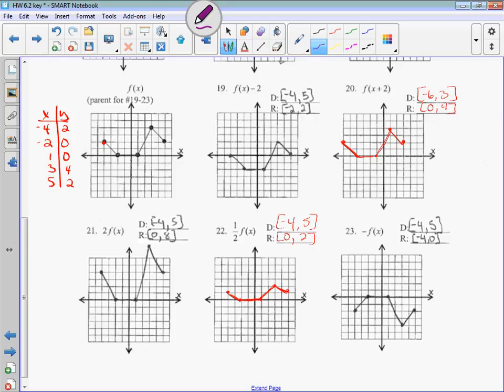When there's a 2 out in front, 2f of x, that means you're taking the y values times 2. So just look at your table and go, okay, x is still going to be -4, but y is now going to be 4. Okay, x is -2, 2 times 0, that's still 0. At 1, 0, 0. At 3, 2 times 4, you're all the way up there at 8. Okay? Does that make sense? So just go through the points and multiply the y values.